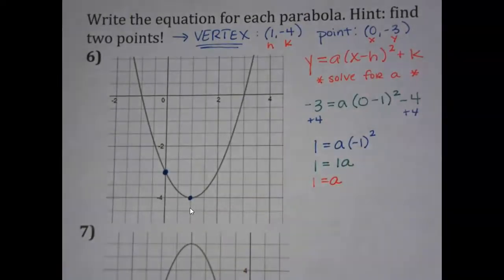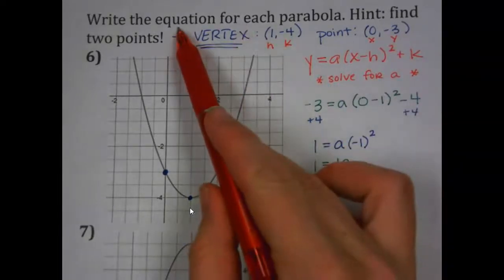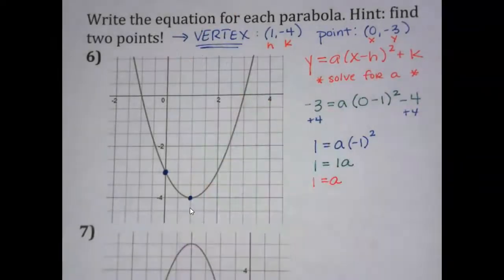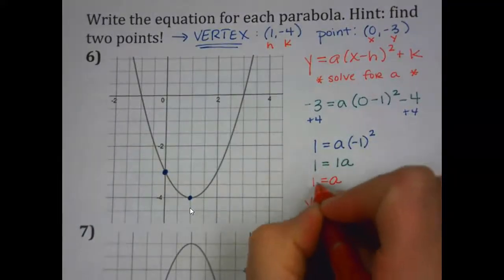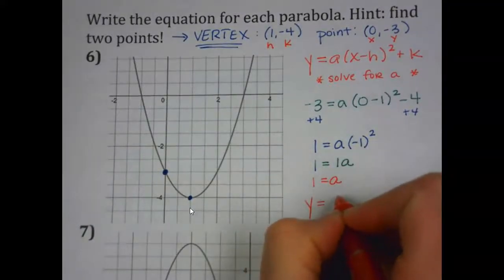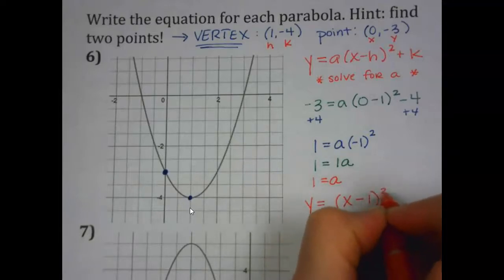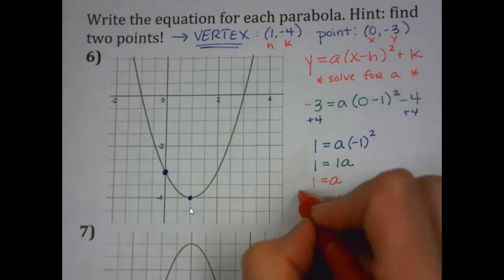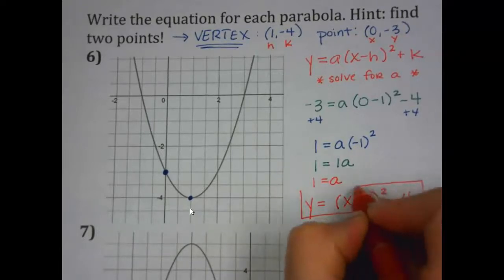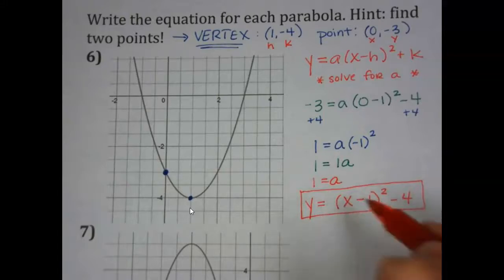Now, I wanted us to write an equation, not solve for a. We solved for a to help us write the equation, but writing the equation is the important part here. So we have to put it all back together. Y equals our a value of 1, and we don't have to write the 1, (x minus 1) squared minus 4. So that's what we have in vertex form. And if we had an a value of anything other than 1, it would go right here in front.